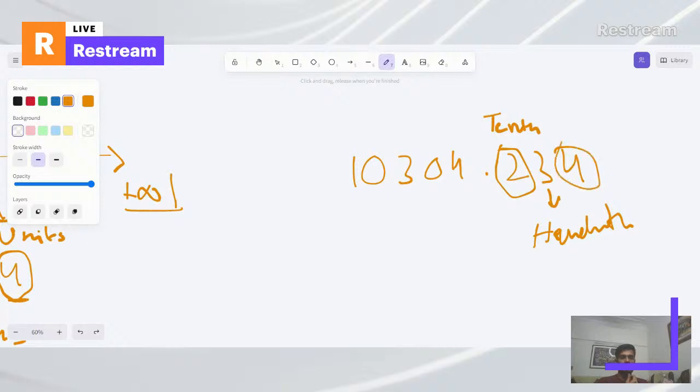Then this place is called thousandth, right? And then this is ten-thousandth. Just write th at the end, and it's going to be that. Okay, so do you guys understand this? I have a chart as well, so let me just copy this image and try to paste it here.